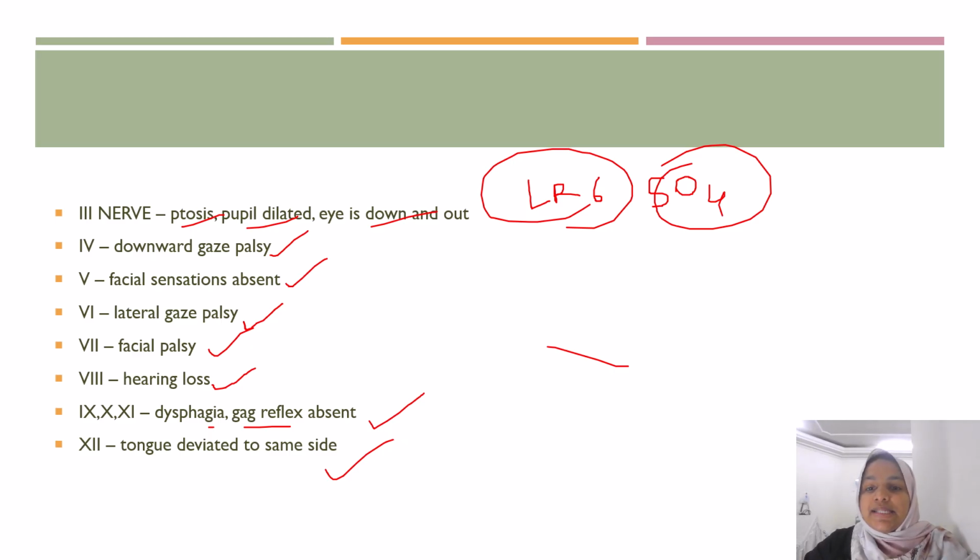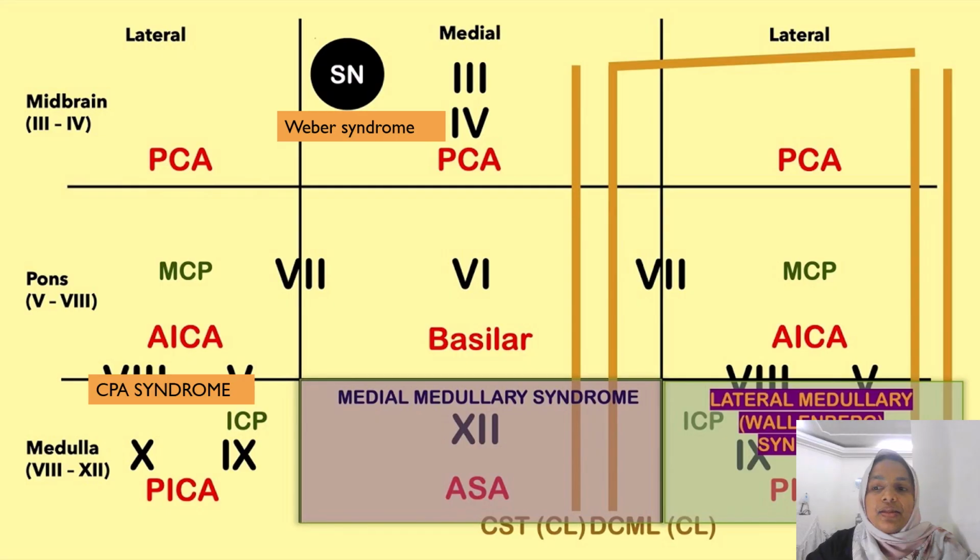Then 10 plus 7 is also 17. So 10th cranial nerve, vagus nerve, there is deviation of the uvula to the opposite side. 7th cranial nerve, facial nerve, there is deviation of the angle of mouth to the opposite side. So these two are 17, that is to the opposite side. 12 plus 5 is also 17, that is to the same side. That is how we remember it. Okay, that is regarding the cranial nerve palsies and what will be the manifestation. So we have now localized the lesion.